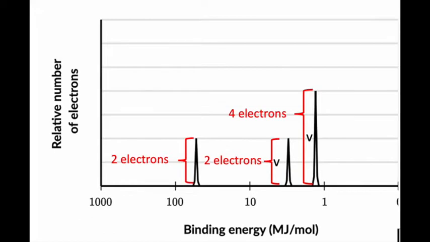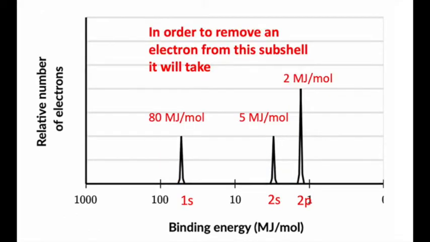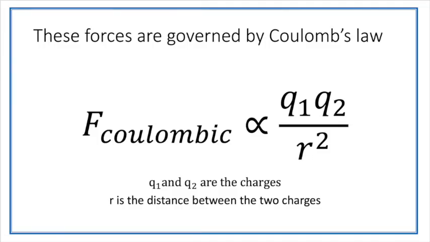Now let's take a look at the binding energies. Notice that the numbers on the x-axis move from high to low, zero on the right. This means the farther to the right you go, the lower the binding energy is and the easier it is to pull off an electron. The closer the electrons are to the nucleus, the harder they are to remove, and this makes sense if you remember Coulomb's law.